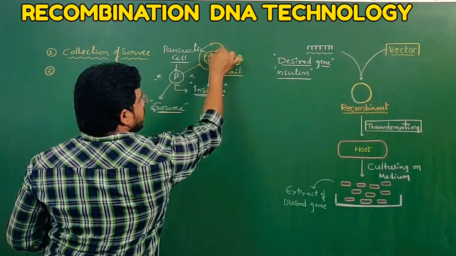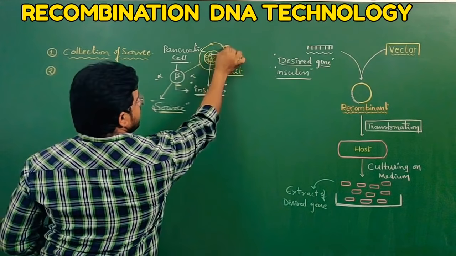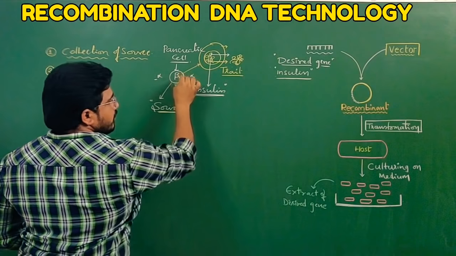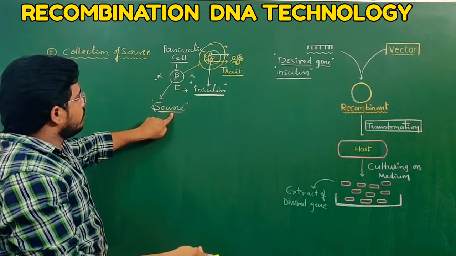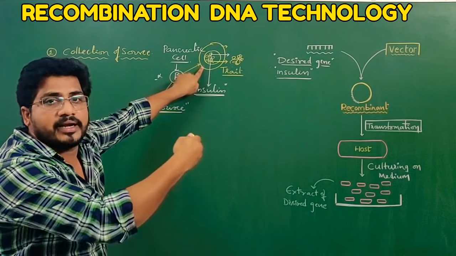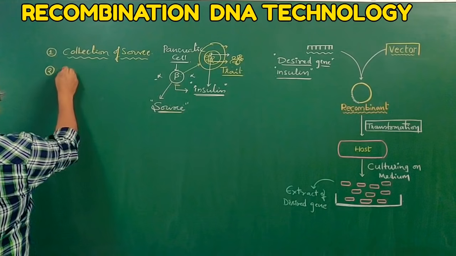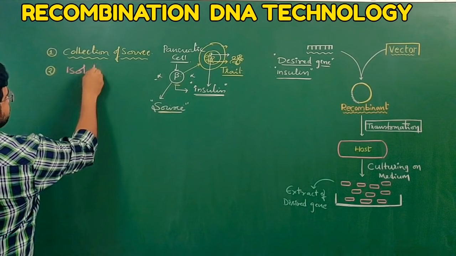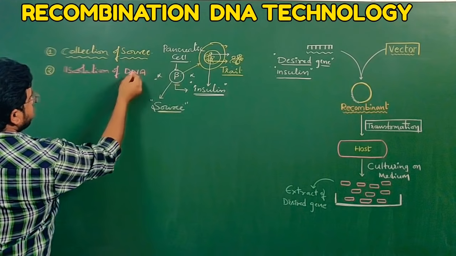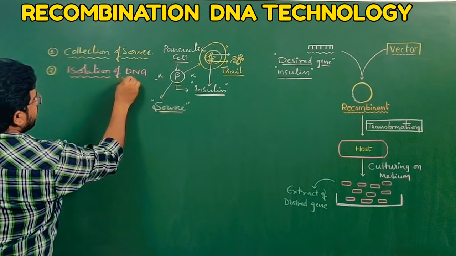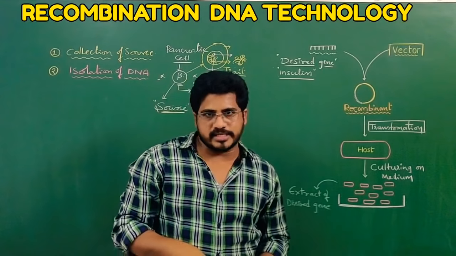Inside the cell, nucleus is there. Inside the nucleus, DNA is there. What is this cell? This cell is beta cell. If you collect the beta cells, that is the source collection. Once you collect the source, you have to separate the DNA of the beta cell. Then that would be called isolation of DNA. How do we separate the DNA from the collected source cell?